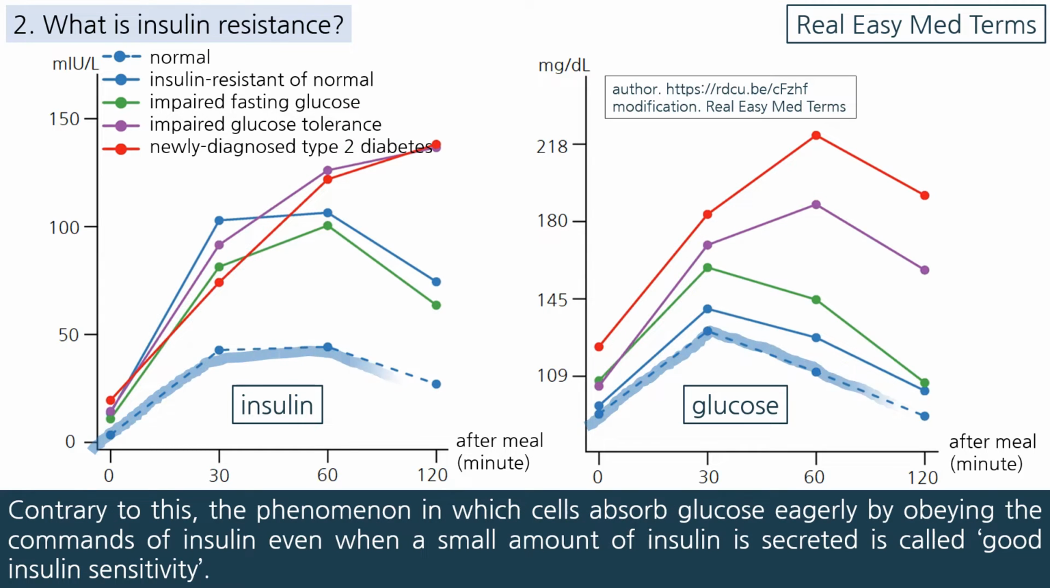Contrary to this, the phenomenon in which cells absorb glucose eagerly by obeying the commands of insulin even when a small amount of insulin is secreted is called good insulin sensitivity.